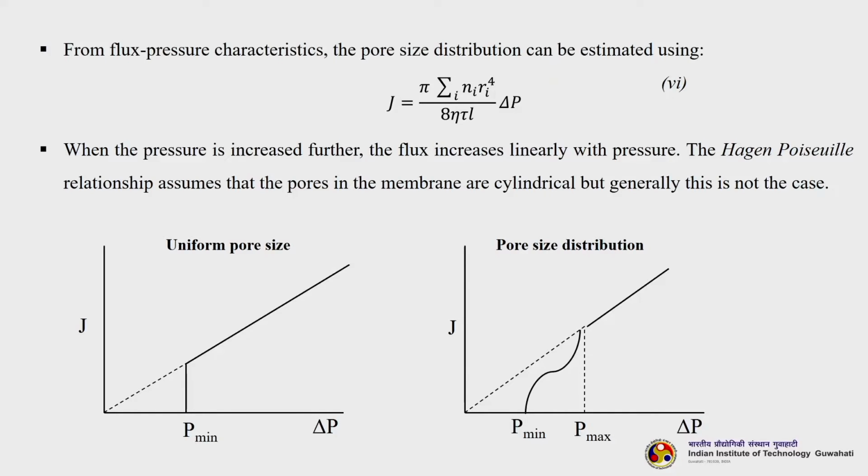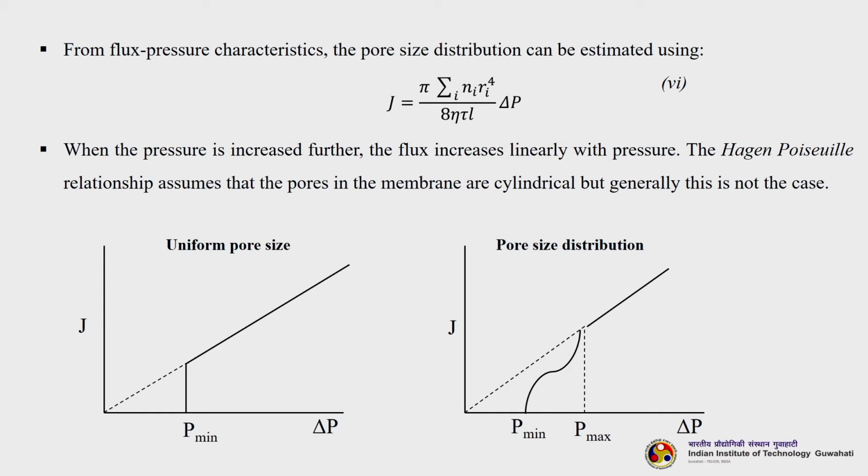When pressure is increased further, the flux increases linearly with pressure. The Hagen-Poiseuille relationship assumes that pores in the membrane are cylindrical, but generally this is not the case. You remember in one class we discussed that the Hagen-Poiseuille equation assumes pores are cylindrical in nature, and there is another equation called the Kozeny-Carman equation, where it is assumed that the pores are the interspaces between closely packed spheres.